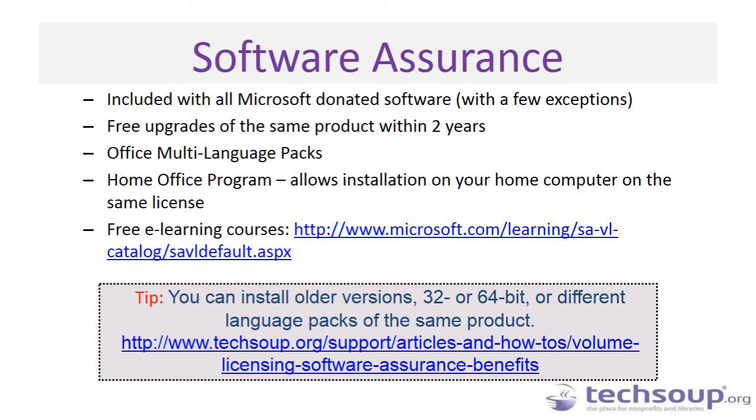Thank you. So if you have it installed at your office and you would also like to install it on your home computer, there's a home office program that allows you to install it on your home computer, provided you continue working for that organization. And I believe it's a $10 fee that gives you the ability to extend the use of your license for that product onto your home machine. So it's a great program. Software Assurance comes with all of our Office products.